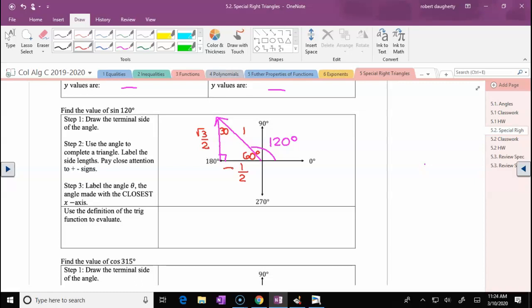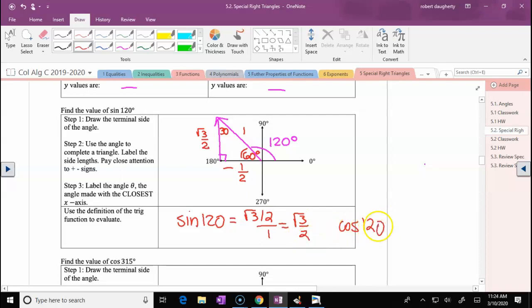So to figure out what the sine of 120 is, I look at this triangle, and I look at this angle right here, which is the central angle. So what's the definition of sine? Opposite over hypotenuse. So what is the sine of 120 in that triangle? It's square root of 3 over 2 divided by 1, which is just square root of 3 over 2. That's the sine of 120. Now I did not ask it, but what is the cosine of 120? The cosine of 120, what's the definition of cosine? Adjacent over hypotenuse, and that's going to be what?